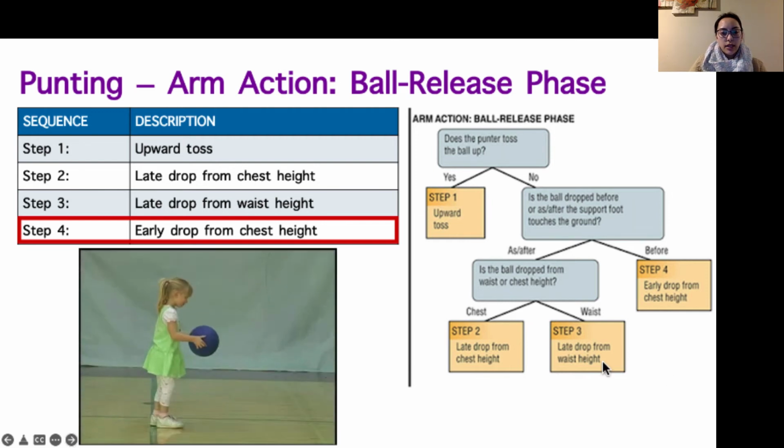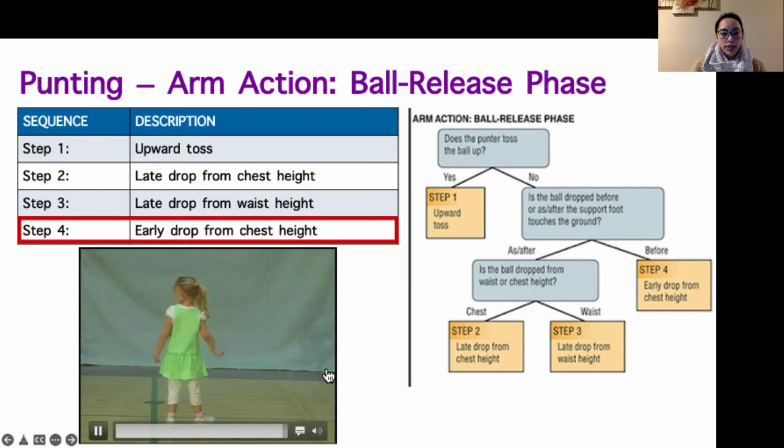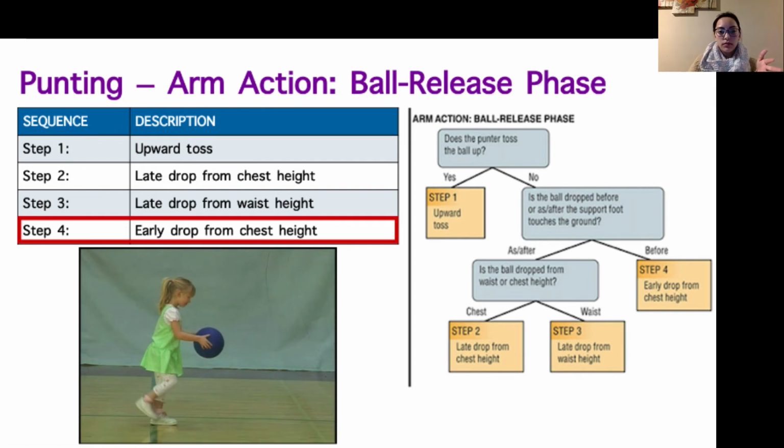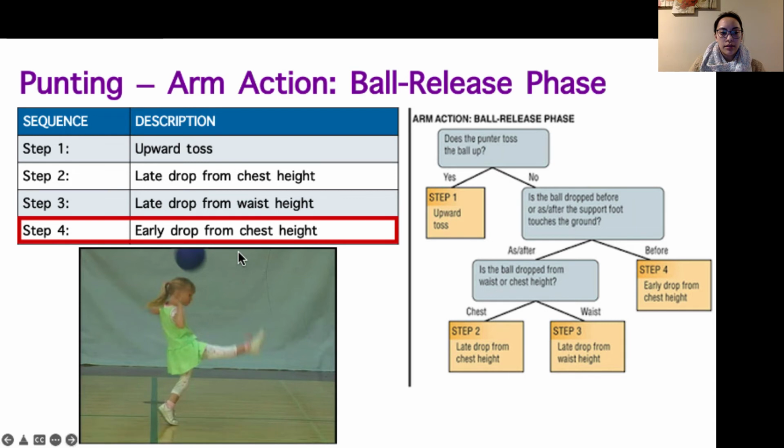So if we want to watch this early punter example, I would probably argue she'd be considered under step 2. So if we kind of draw ourselves through this, her hands are on both sides of the ball. Okay, it's at, I would say, probably relatively chest height, but she kind of drops it, right? She doesn't really toss it upwards, but rather it's dropped from that height. That's why I would say she probably is a late drop from chest height with regards to the arm action at the ball release phase.